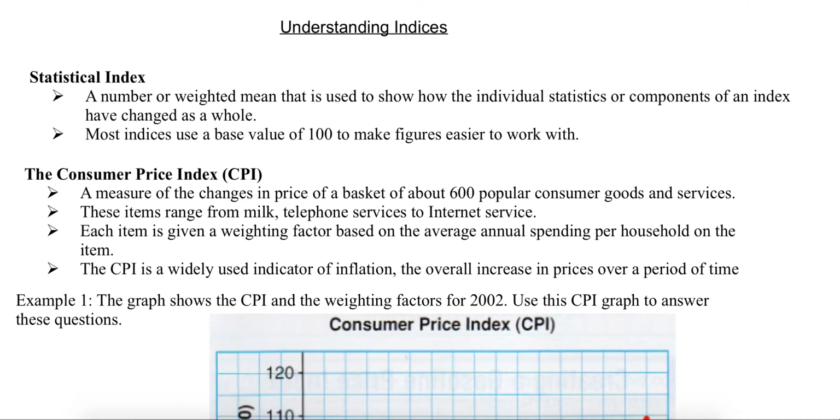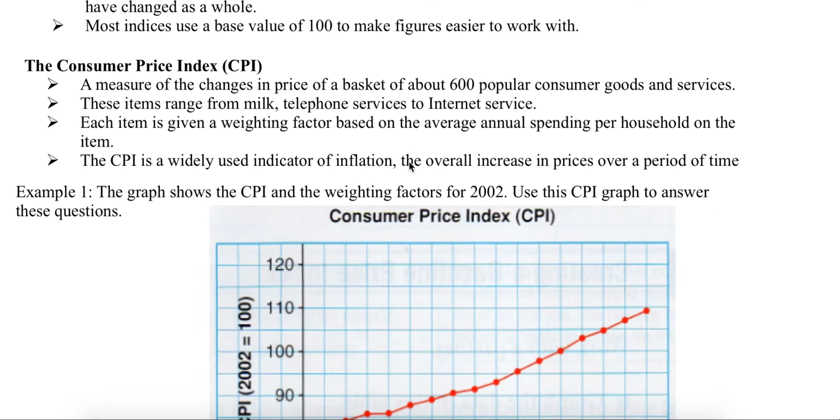All right, understanding indices. What an index is, is pretty much just a standard value that we look at in statistics. A statistical index is a number or weighted mean that is used to show how the individual statistics or components of an index have changed as a whole. Pretty much it's just looking at a value and seeing how it has changed over time. Most indices are based around a value of 100. Just makes things easier to look at.